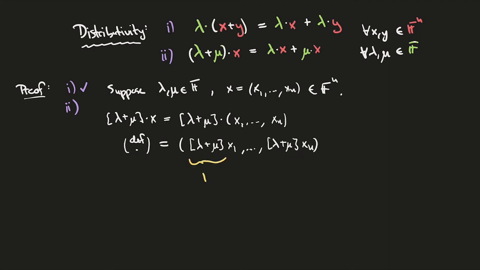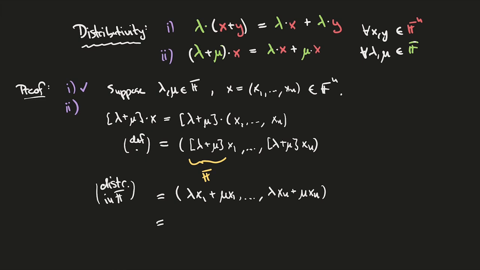Looking at an arbitrary coordinate, we again see that the operations here are just happening in F, and we know that multiplication distributes over addition in F, so applying that we get that this is equal to lambda times x1 plus mu times x1, and so on, up to lambda times xn plus mu times xn. And this is again applying the distributive property in our field F.